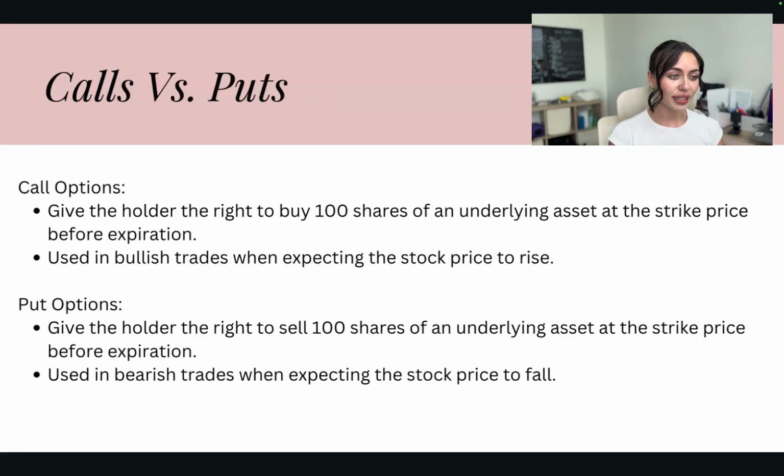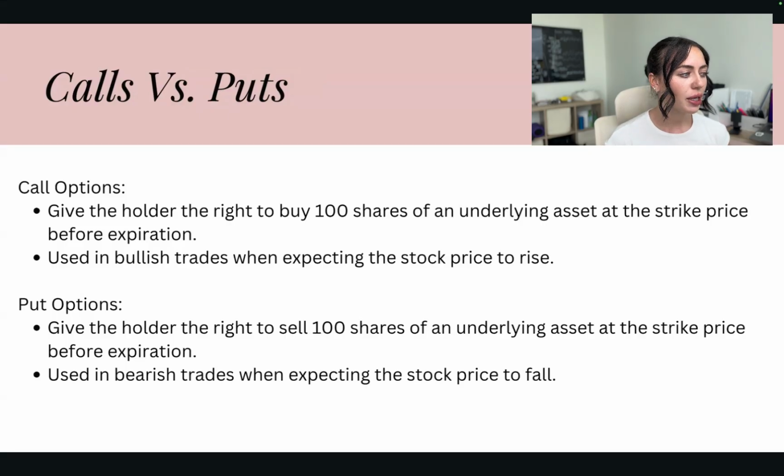Call options give the holder, which is the buyer, the right to buy 100 shares of an underlying asset at the strike price before expiration. Whole lot of words, right? Call options are used when you expect the stock price to rise and increase, and this is called a bullish move and bullish market. Let's think of this in terms of our coupon to make more sense of it.